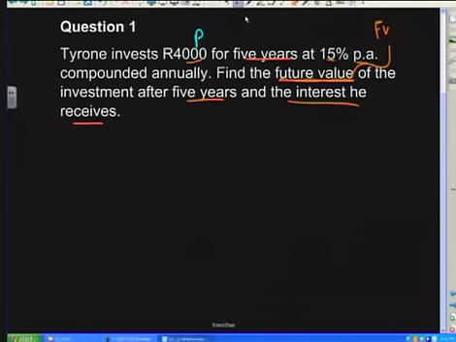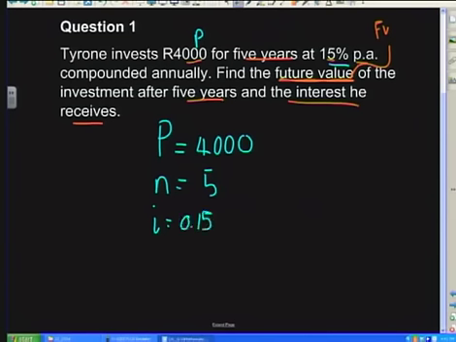So that's our P amount. Our principal original amount is 4,000 Rand. He invested for 5 years, so therefore N is equal to 5. At an interest rate of 15%, so therefore I is 0.15. And remember, the way I got that is I took 15 and I divided it by 100. It's compounded annually. They want the amount of the investment after year 5.